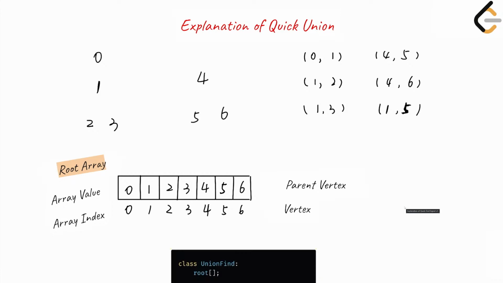Let's see how we can make the union operation faster. Given these vertices, we want to perform these connect operations. Let's see how we can achieve that using quick union.